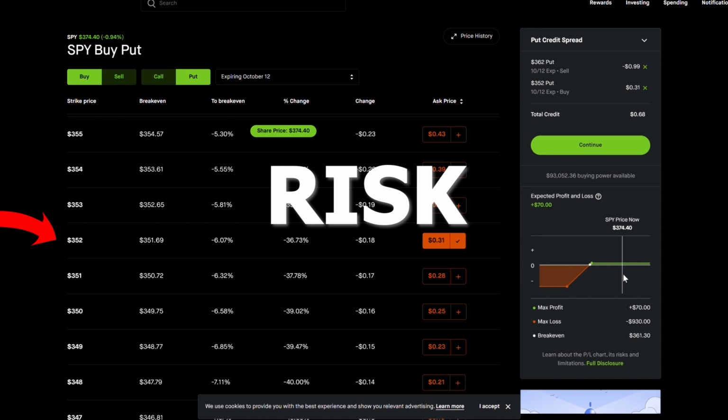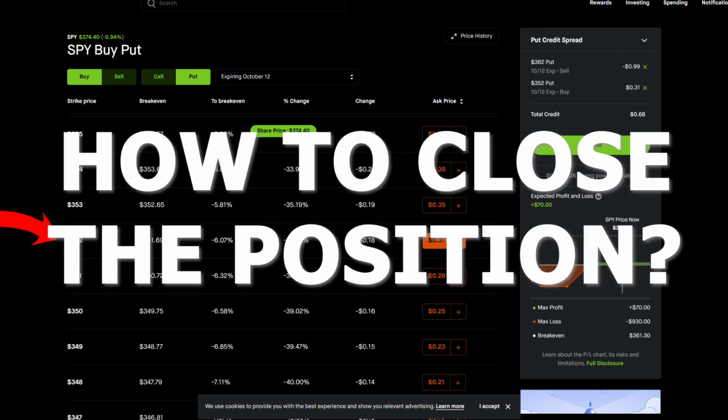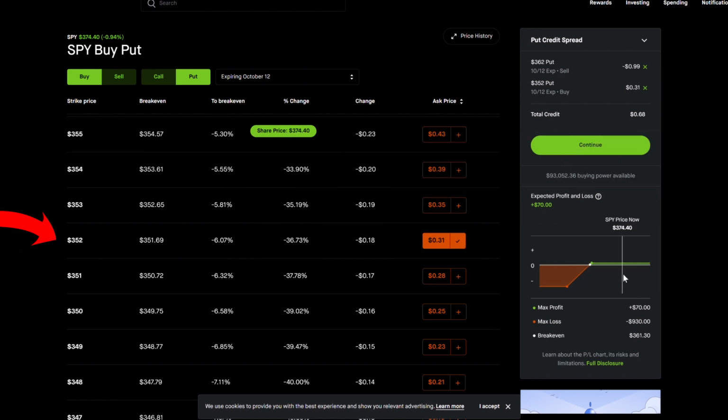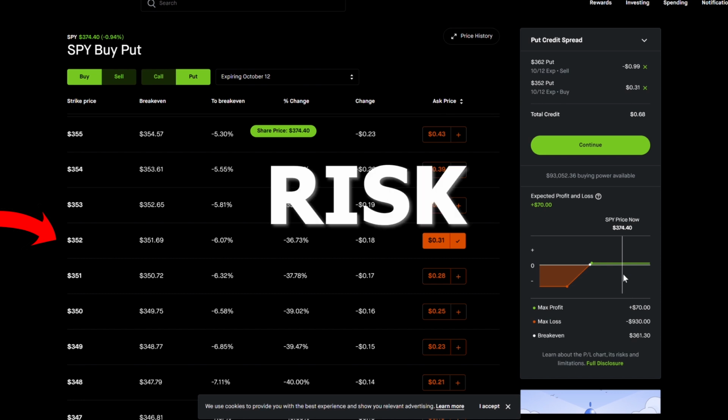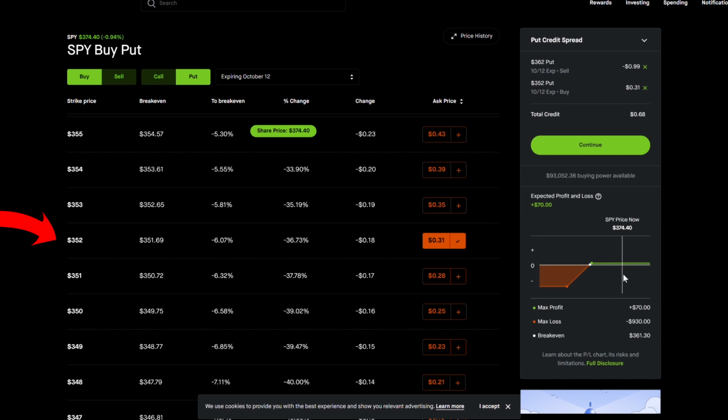Now, the risk to this position and how to close this position. Two really important things you need to know. First of all, the risk of this position. There's a few different risks. The first risk is if the stock ends up falling, you can get into this red zone. If you get into this red zone, then you're going to end up losing some money, and then you're going to have to close the position.